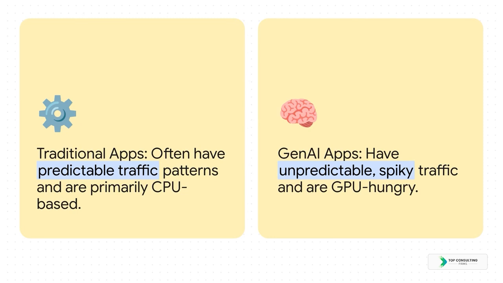Okay, so here's the core of the challenge right here on the screen. Our standard apps, we know them. They have pretty predictable traffic patterns, and they mostly just need CPU power. But Gen AI apps, they're the complete opposite. They're all about sudden, massive, unpredictable spikes in traffic, and they are incredibly hungry for those super expensive GPU resources. Getting this difference is, well, it's everything.